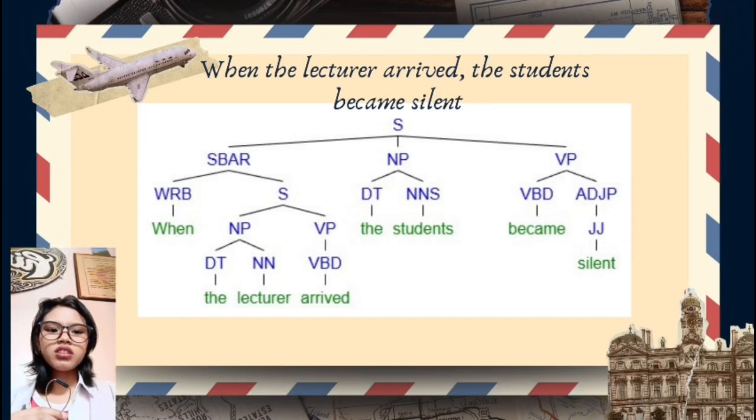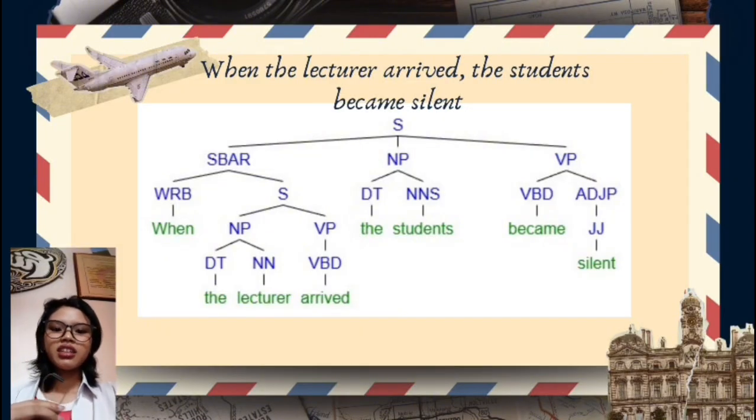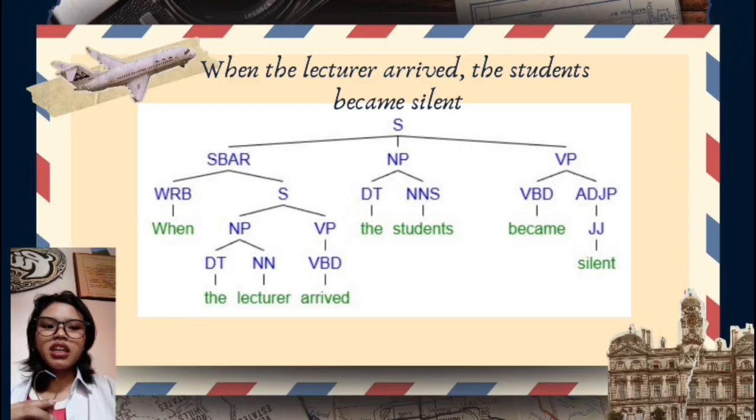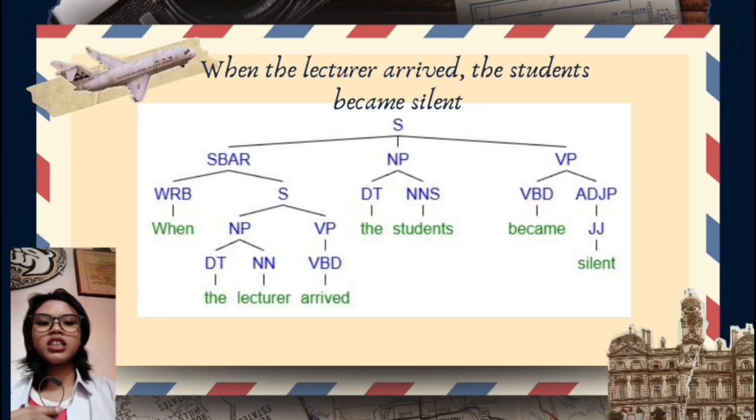Inside the S-bar, the clause has its own subject, the lecturer, and the predicate is arrived. Because it cannot stand alone, it is syntactically dependent. The main clause is the students became silent. Here, NP, the students, is the subject, and the VP, became silent, shows a linking verb followed by an adjective phrase.